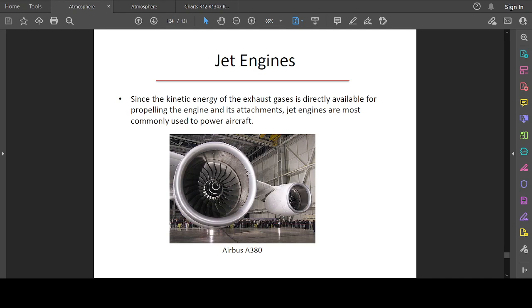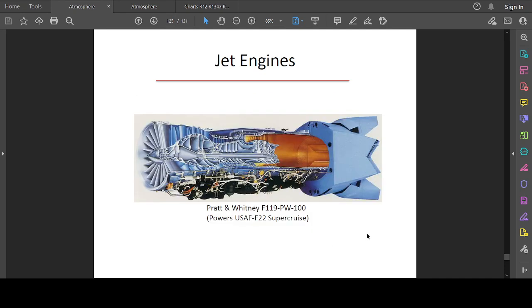So this is an example of an Airbus engine, the Airbus A380. Two of these jet engines are attached to the wing of this particular aircraft. This also shows us a cutout view of the internal components of a jet engine for a powered USAF F-22 Super Cruise.